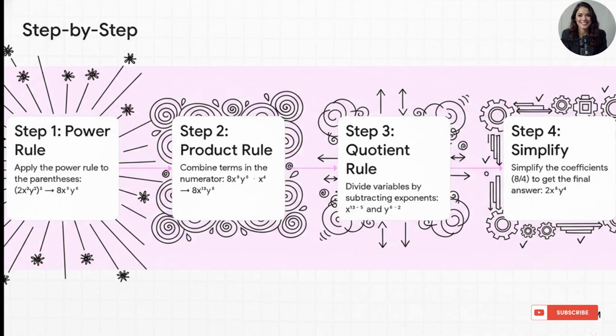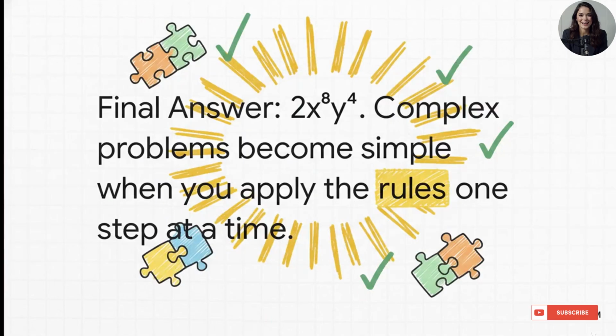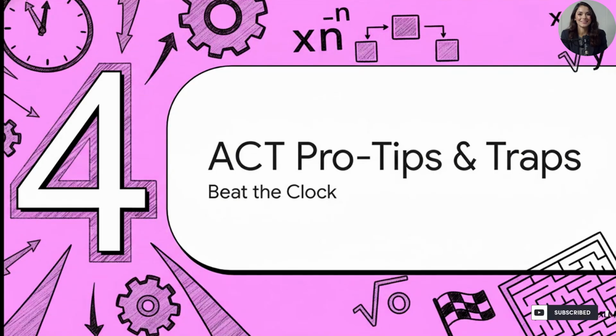See? One step, one rule at a time. And there it is. All of that mess gets broken down into one clean, simple answer. Totally manageable when you know the rules and have a system, right? So, knowing the rules is one thing, but using them under pressure while avoiding all the little traps the ACT sets for you, that's the next level.